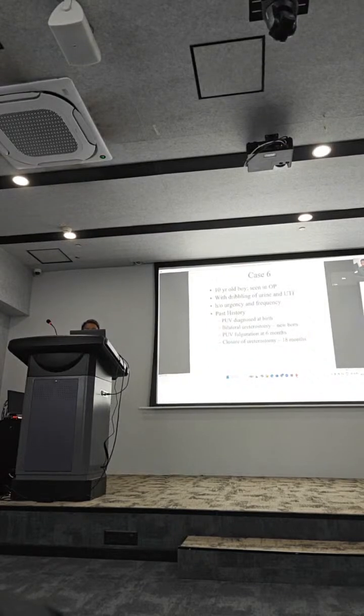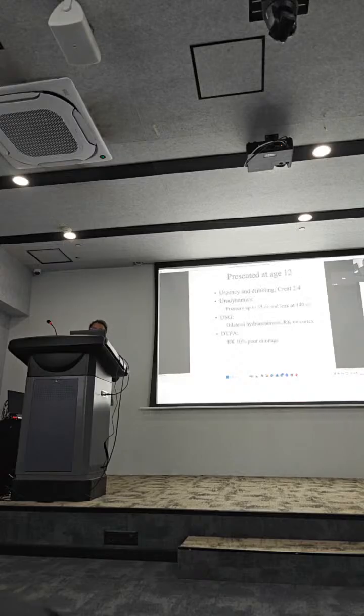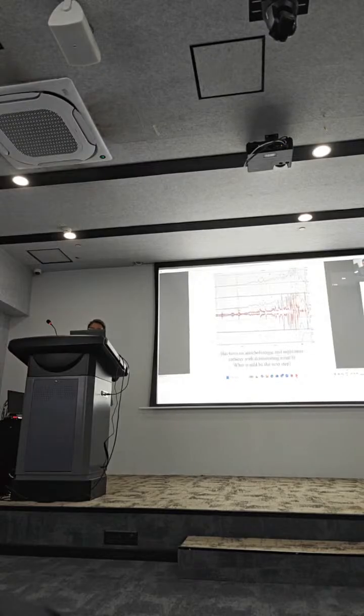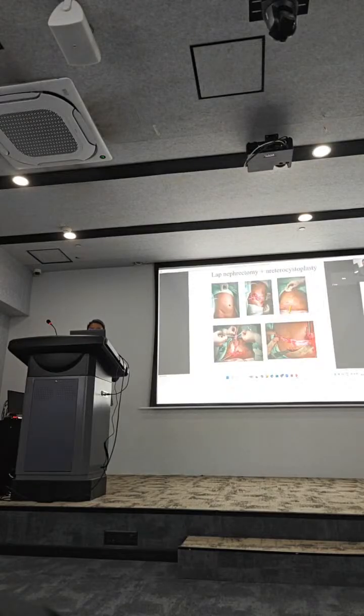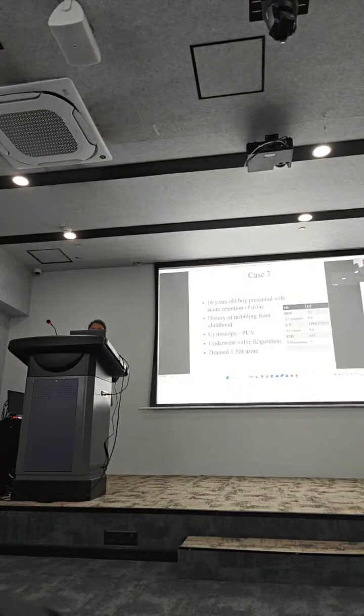This is a 10-year-old boy who had dribbling of urine and UTI. He was diagnosed at birth, had bilateral ureterostomy in the newborn period, then closure of ureterostomy later. He came again at age 12 with urgency, dribbling and a creatinine of 2.4. On urodynamics, his pressures went up to 35 cm, and he had a leak at 140 cc, and he had poor function on the right. So this is the picture. He had been on anticholinergics and nighttime drainage with deteriorating renal function. So what we did was remove the non-functioning kidney, and then we used the ureter to augment the bladder. That's a ureterocystoplasty, a kind of bladder augmentation.